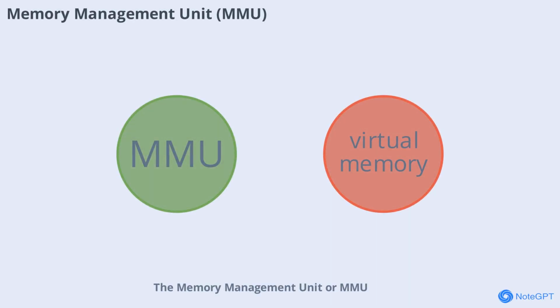Memory Management Unit, or MMU, is a special hardware component that handles virtual memory operations. It translates virtual addresses used by programs into physical addresses in RAM. The MMU ensures that each program runs in its own protected space, preventing data corruption and improving system security.